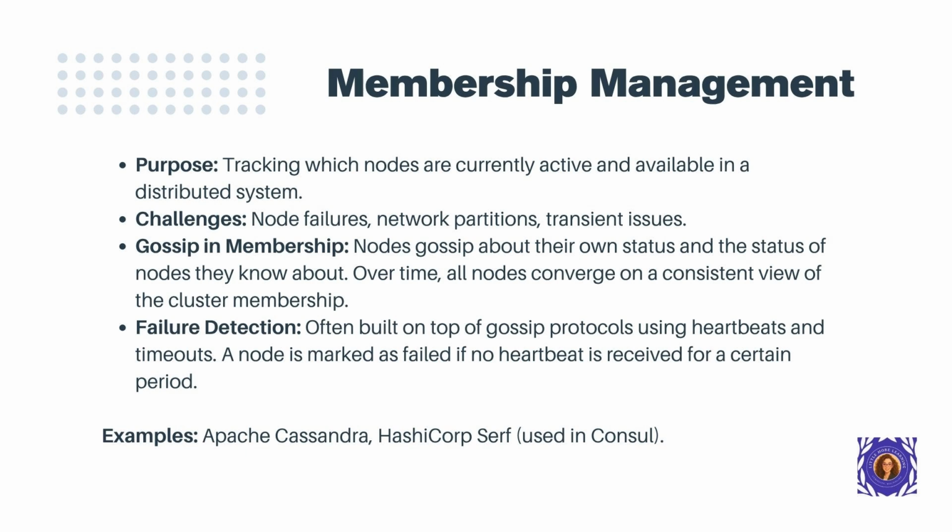Popular distributed systems like Apache Cassandra, a NoSQL database, extensively use gossip protocols for membership and failure detection. Similarly, HashiCorp Serf, a library utilized in tools like Consul, provides robust gossip-based clustering capabilities.